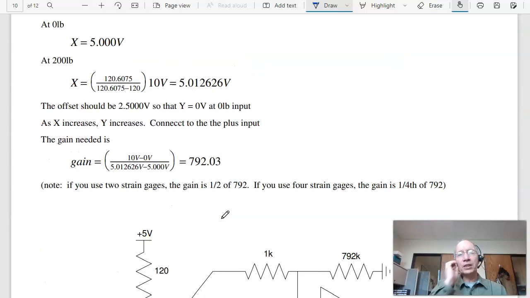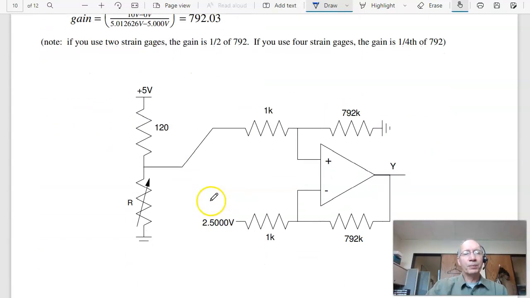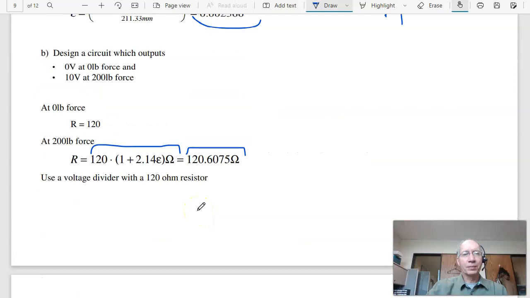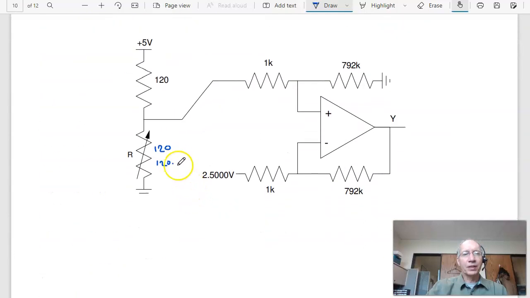To design a circuit to convert that to 0 to 10 volts, what I'll do is form a voltage divider. At 0 strain, this is 120 ohms. At 200 pounds force, this is 120.6075 ohms. I want to have that go to 0 volts. I want to have this go to 10 volts.